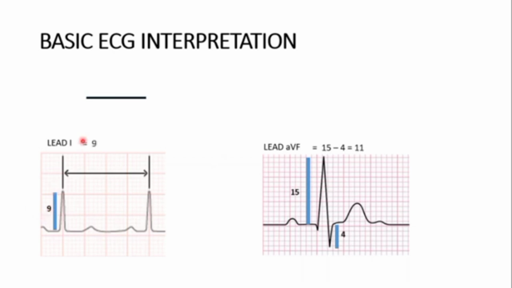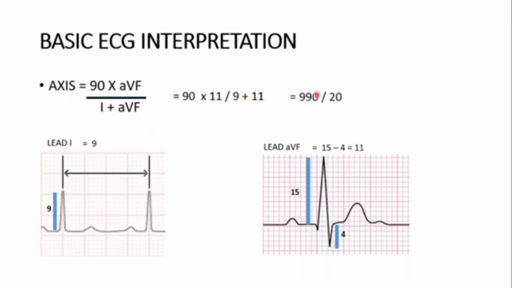Now just apply this in this formula. This is the formula to determine the axis: 90 times AVF over lead 1 plus AVF. AVF is 11 and lead 1 is 9, so 90 times 11 divided by 9 plus 11. So the axis is 50 degrees.